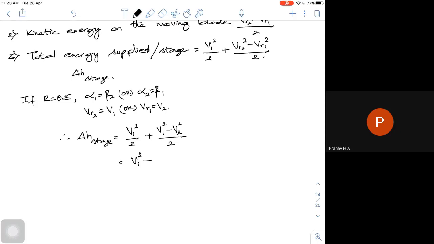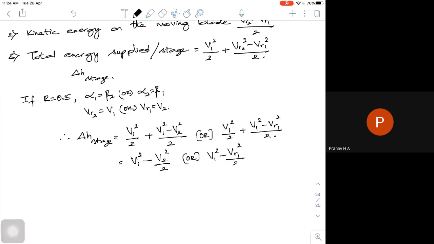I can write the same expression as V1 square by 2 plus V1 square minus VR1 square by 2. As it is, I can retain V1 square by 2. This particular thing, just add up V1 square by 2 and V1 square by 2. This is actually V1 square minus V2 square by 2, or V1 square minus VR1 square by 2.